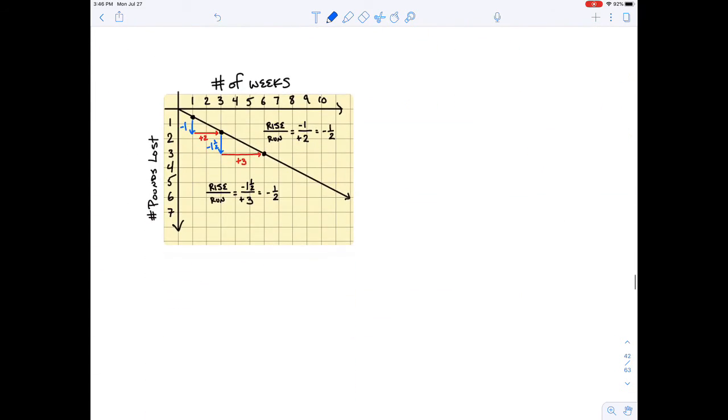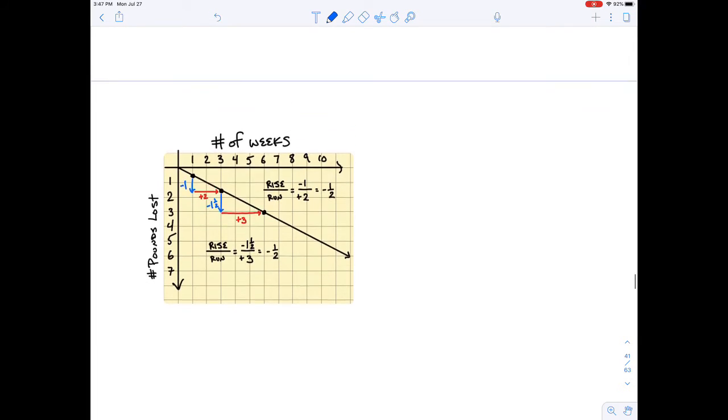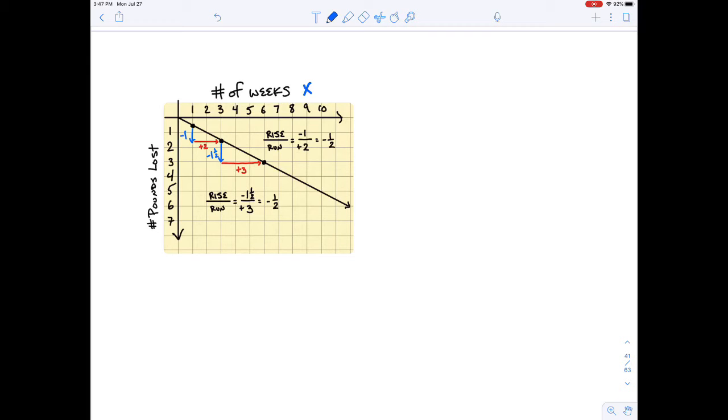Now let's look at one other example, and then that'll be that. Here's an example of me trying to lose weight, right? The number of weeks I've been trying to lose weight and the number of pounds I've lost. Now in this case, my number of weeks is my x-axis, my number of pounds lost is y, and my graph appears to be a straight line, which means I'm consistently doing something. In this case, I'm going down and right. That means as the number of weeks continues to grow, the number of pounds I lose continues to grow.